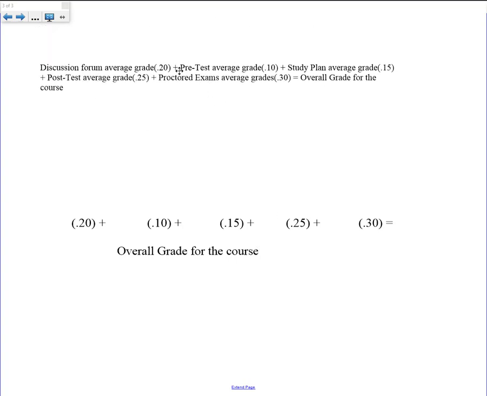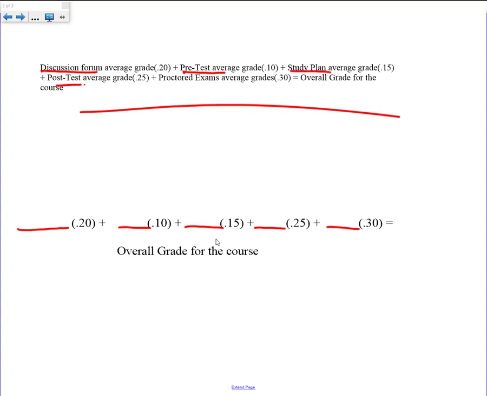This top little thing that I'm showing you is found in your syllabus. And so you are able to calculate your own grade by using this equation, basically. I took out the words, and I have that basic equation down here. What we're putting in each of these blanks are going to be those averages, like I just showed you how to find. Remember I told you there were discussion forums, pre-test, study plan, post-test, and exams. All of those put into this equation give you your overall grade for the course.